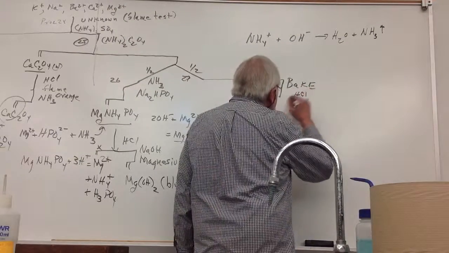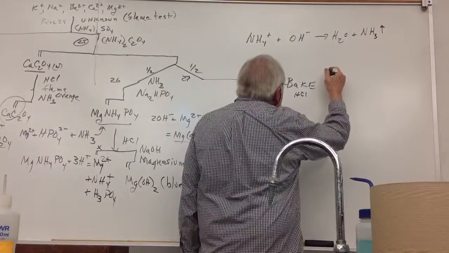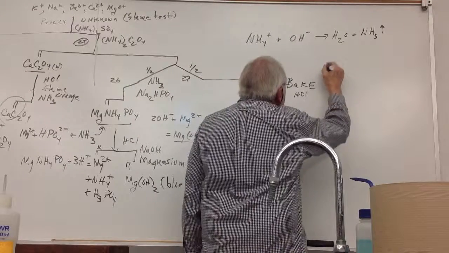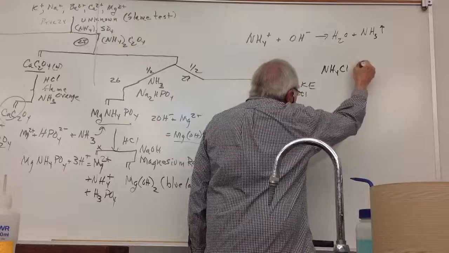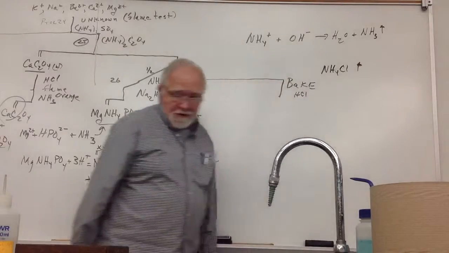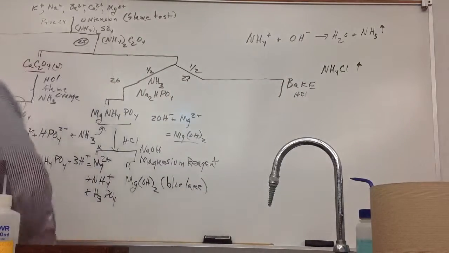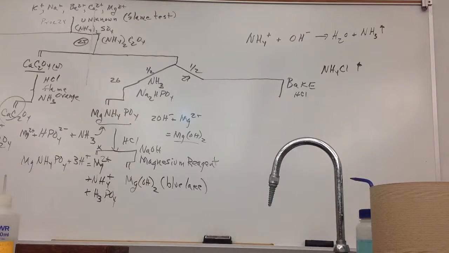I think it says add HCl. I'll find that in a minute. But you're making ammonium chloride, which comes off as fumes. And so you want to bake it till you don't get any more fumes. That means you got rid of the ammonium.